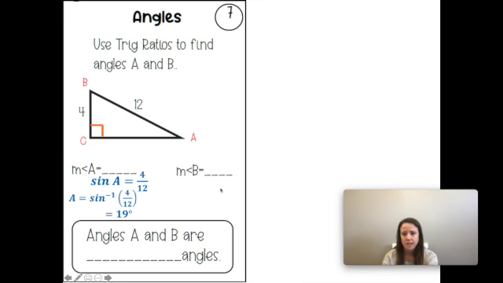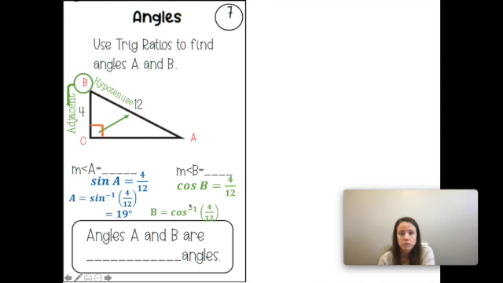All right, for angle B, some of you may be like, well, I know what angle A is. I can find angle B. Yes, but let's do it with trig to make sure that that's what we get. So I'm looking at B here. I know the hypotenuse. I know the adjacent. So this time I'm going to use cosine. So cosine B equals 4 over 12. So that means B must equal cosine inverse of 4 over 12. And when I type that in my calculator, I get approximately 71 degrees. You should notice that 19 plus 71 are complementary angles because they add up to 90 degrees. So that's taking you back to geometry a little bit.